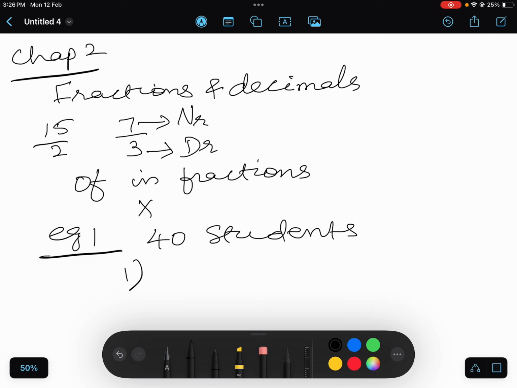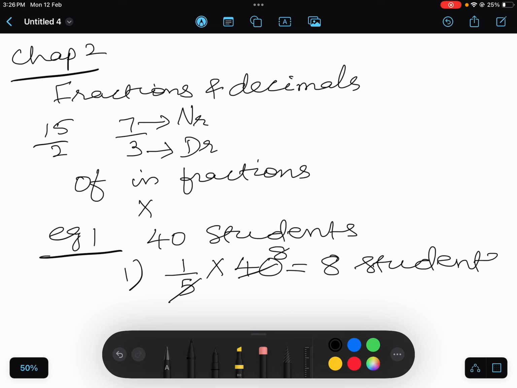So when you read the question again, it is given 1 by 5 of the total number of students. So 1 by 5 of means multiply. Total number of students is 40. So how many like to study English means you have to do 1 by 5 into 40 to find out the number. You can just cut it like this. So 8. So 8 students like to study English.